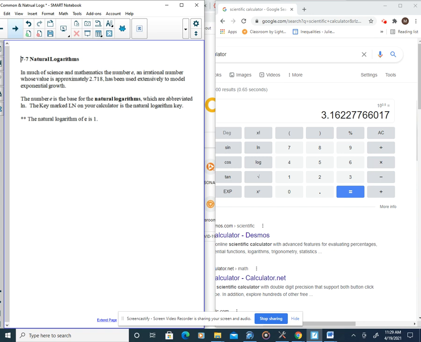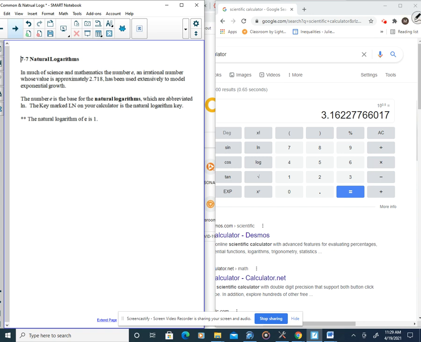So the number e, you can do this on your calculator as well. There's a button that is located LN. That stands for the natural log. I don't know why they have it reversed. It should maybe be NL, but LN is the natural log.